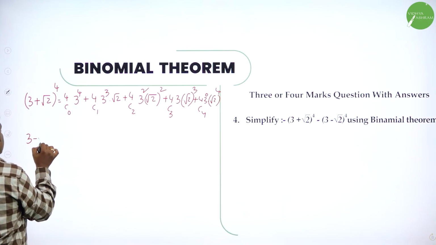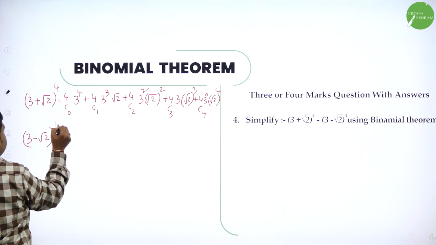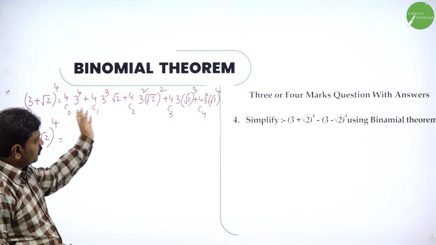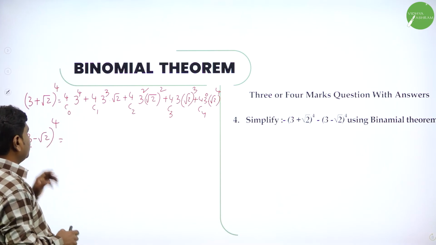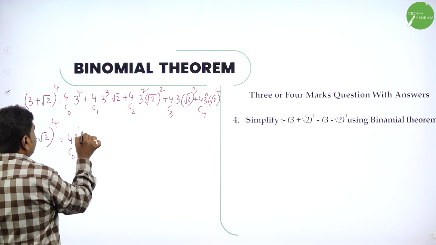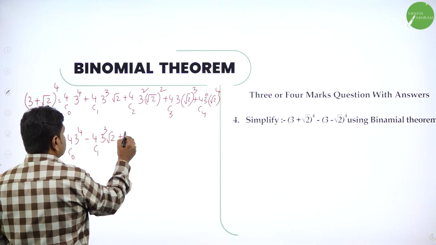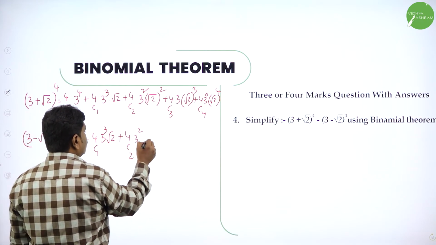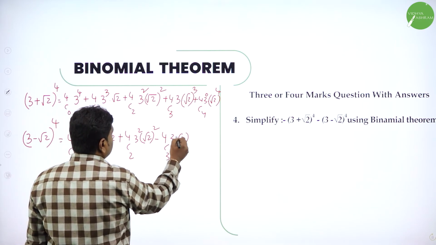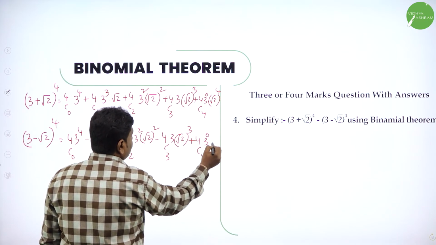The other term is what? (3 minus root 2) power 4. I told you, 3 plus root 2 power 4 and 3 minus root 2 power 4, the expansion will be the same, but here plus and minus alternate. In between we have minus. So that makes your process the same. Above terms I will write as it is. 4C0 3 power 4. Second term is minus 4C1 3 cube root 2. Then plus, above what we have, 4C2 3 square root 2 square. Then minus, plus minus alternates, 4C3 3 root 2 cube. Then again plus 4C4 3 power 0 root 2 power 4.